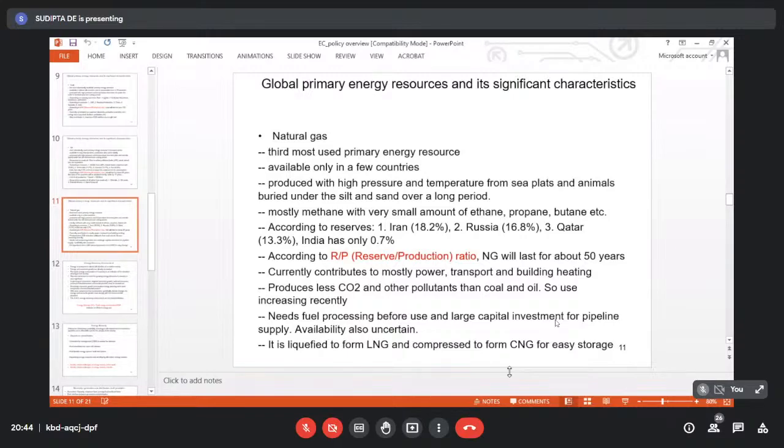But we know that the gas is also produced from sea-based biomass. Either it can be sea plants or it can be animals, buried under the silt and sand. The source is almost the same in natural gas and oil. The composition of natural gas is mostly methane, with very small amounts of ethane, propane, butane, etc. So you can understand that you can produce methane artificially, but the natural gas composition is also methane.